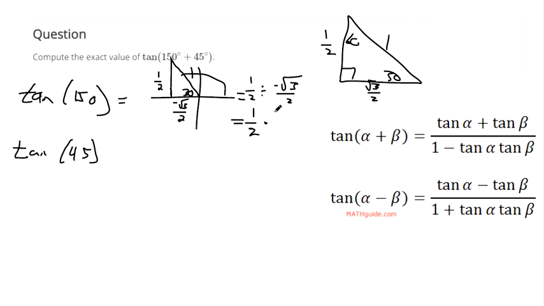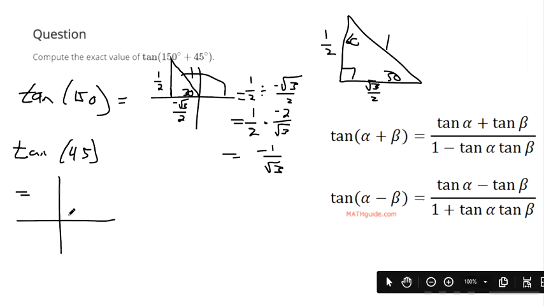So if you flip and multiply, we're just going to put the negative sign up top out of habit. That's negative 1 over the square root of 3 if we don't rationalize the denominator. So we now know what tangent of 150 is. It's negative 1 over the square root of 3. We can do the same thing for tangent of 45.